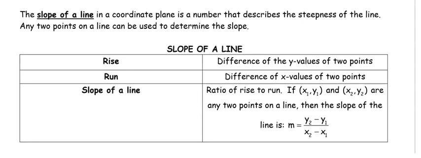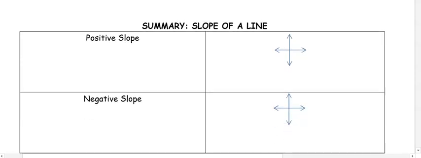So when we do slope, remember we're comparing our rise over our run. The rise is the difference in the y values. The run is the difference of the x values. The slope then is the ratio of the rise to run. So if (x1, y1) and (x2, y2) are any 2 points on a line, then to find the slope, we use our slope equation, y2 minus y1 over x2 minus x1.